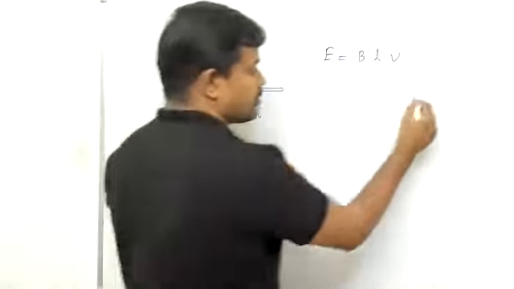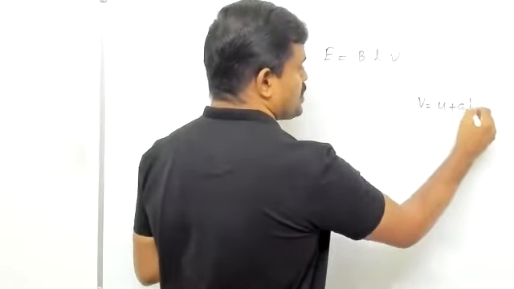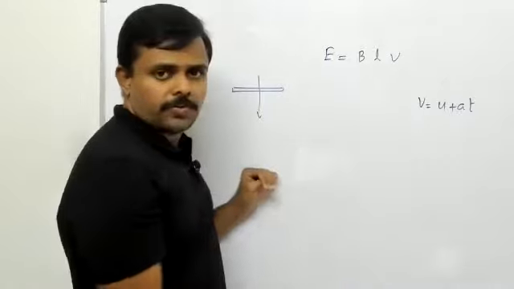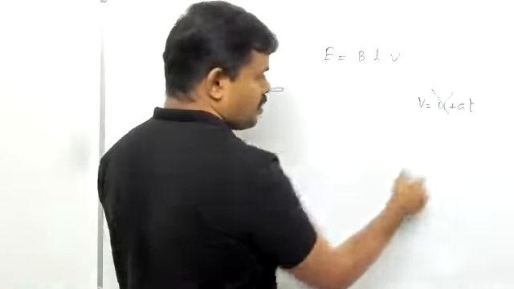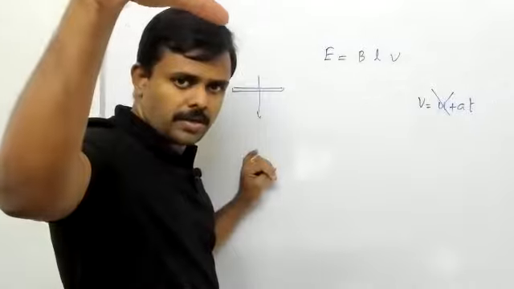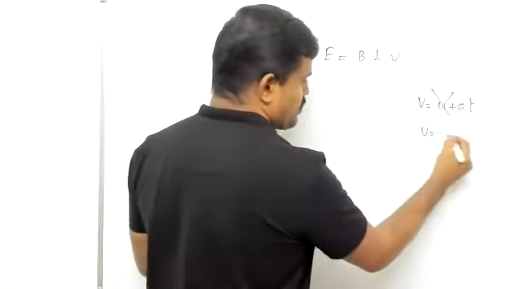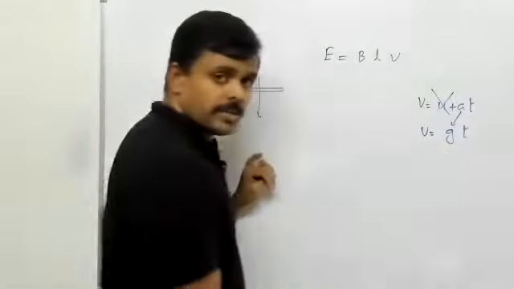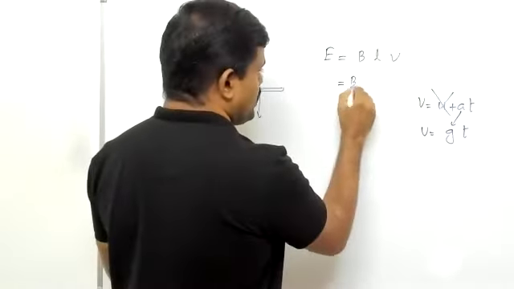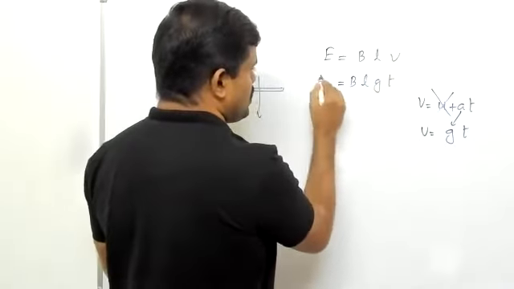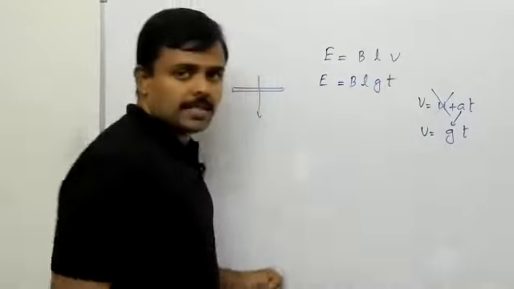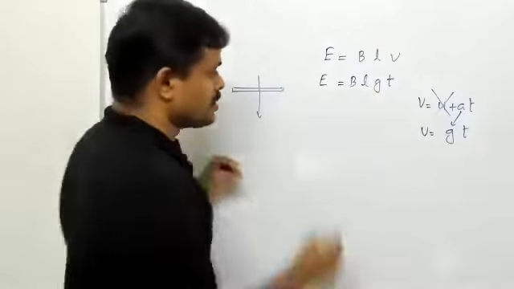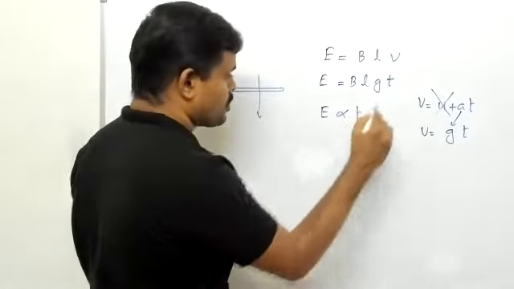How can I introduce time? V is equal to U plus AT, right? Initial velocity plus acceleration into time. Equation of motion. Initial velocity is 0 because you are dropping the rod, right? And then V is equal to GT, because acceleration is equal to acceleration due to gravity. So let's put it over here. B, L, G, T. This is EMF. As you can see, B is a constant, L is a constant, G is a constant. So E will be directly proportional to T.